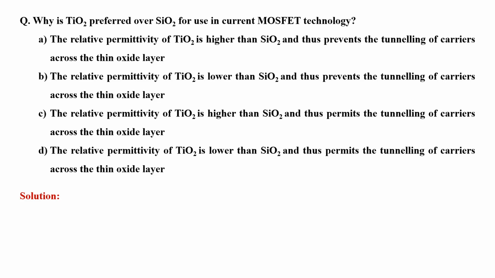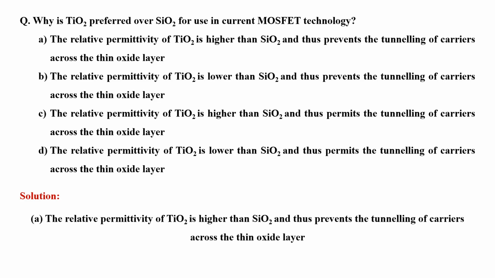Ma'am, I want to add one more point. The silicon dioxide permittivity is 3.9, but the titanium dioxide permittivity is 60 to 100. That much higher, yeah. These oxide layers would be very, very thin, in micron and nanometer lengths. So to prevent tunneling across those small regions, we need this high level of relative permittivity. Is it clear? Yes, ma'am.